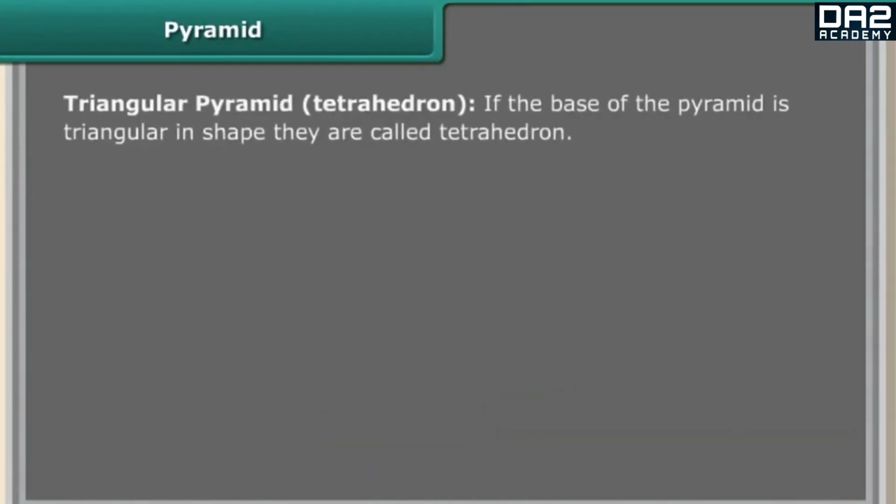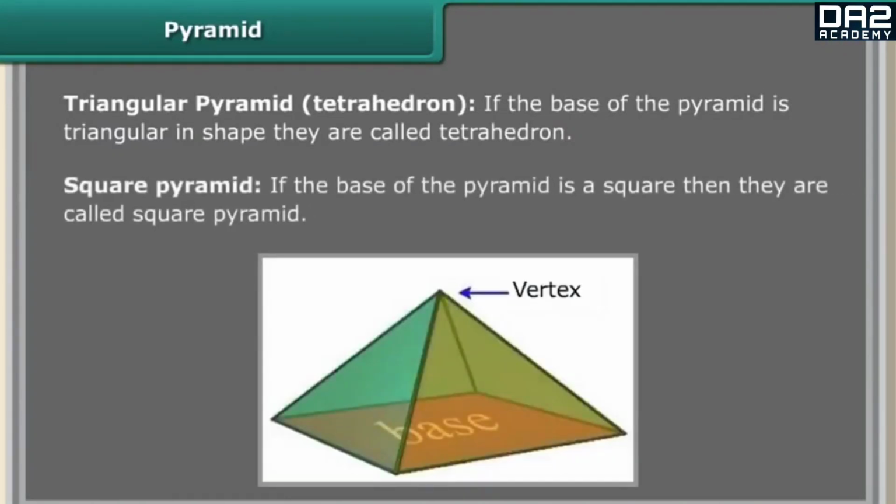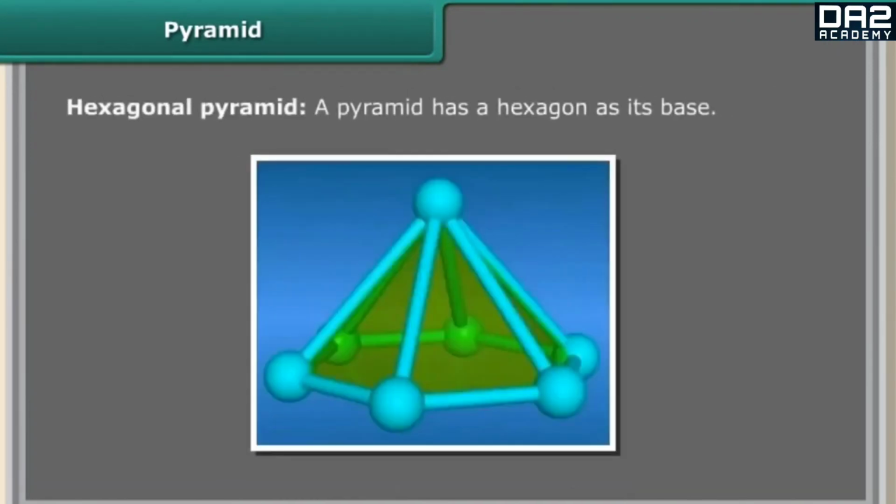Triangular pyramid, tetrahedron: if the base of the pyramid is triangular in shape, it is called a tetrahedron. Square pyramid: if the base of the pyramid is a square, then it is called a square pyramid. Hexagonal pyramid: a pyramid that has a hexagon as its base.